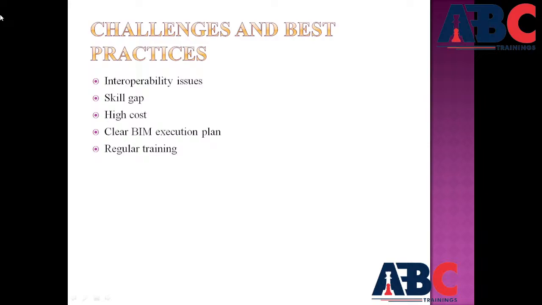High cost of software. If you are purchasing heavy software like SketchUp, Revit, or any kind of Navisworks, you have to pay more. For that, firms can explore subscription-based licensing models. Also, a clear BIM execution plan means you have to be clear about the things that have to be done, and regular training has to be given to the people who are working on a model.